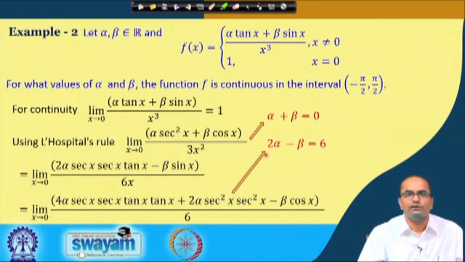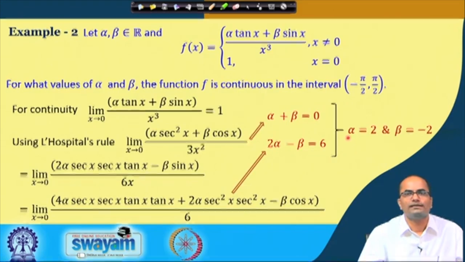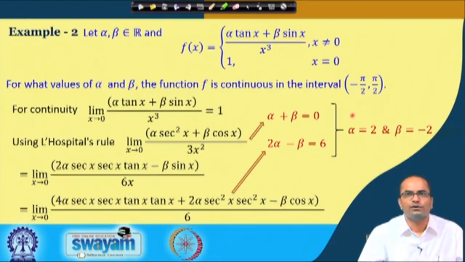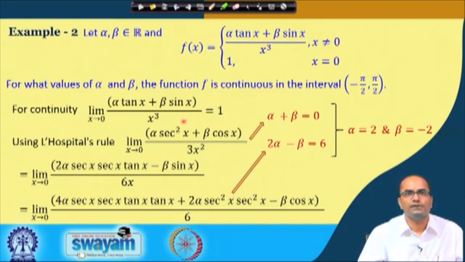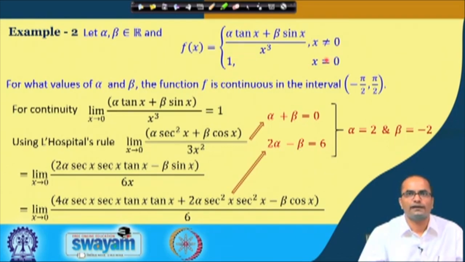So, if we solve these two equations, alpha plus beta is equal to 0 and 2 alpha minus beta is equal to 6, we will get that alpha is equal to 2 and beta is equal to minus 2. So, for these values of alpha and beta, this function will become continuous, or in other words, this limit of alpha tan x plus beta sin x over x cube will become 1. The function was defined as 1 at x equal to 0.